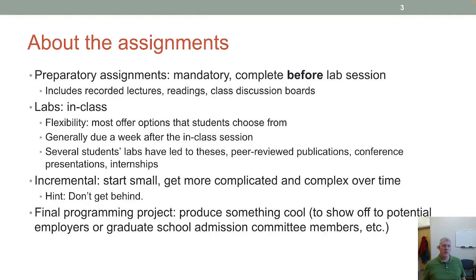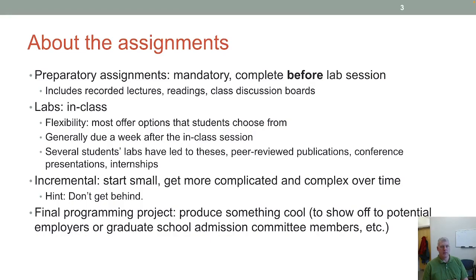So in class, like I mentioned, the majority of the class time is spent on working on a lab, like hands-on lab. And I often offer several options so students can choose which piece of software or which toolkit to work on for that given lab. And you generally have 1 week to turn the lab in after the class period that we start the lab or work on the lab.